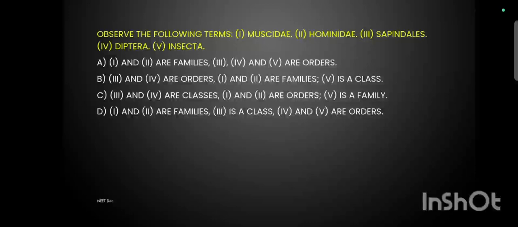Question: observe the following terms: Muscidae, Hominidae, Sapindales, Diptera and Insecta, and write which category of taxonomic hierarchy do these names belong to. The options given are various combinations of the names and their categories. So let us see which option is right. Option B is right, which shows that Sapindales and Diptera are orders, Muscidae and Hominidae are families, and Insecta is a class. So 3 and 4 are orders, 1 and 2 are families, and 5 is a class.